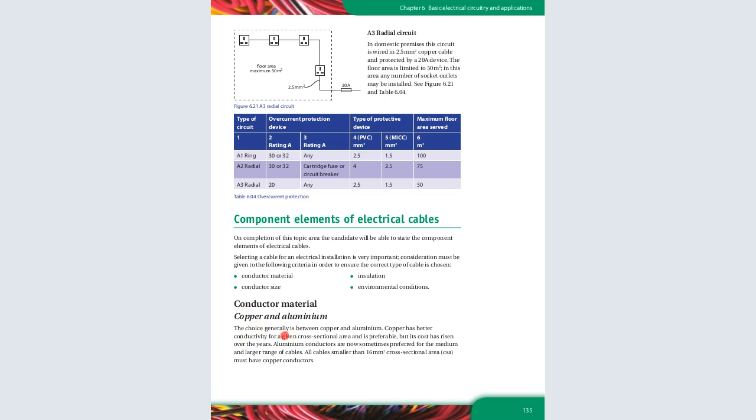The choice generally is between copper and aluminum. That is, copper has a better conductivity for a given cross-sectional area and is preferable, but its cost has risen over the years. Aluminum conductors are now sometimes preferred for the large range of cables, all cables larger than 16 millimeters square cross-sectional area.